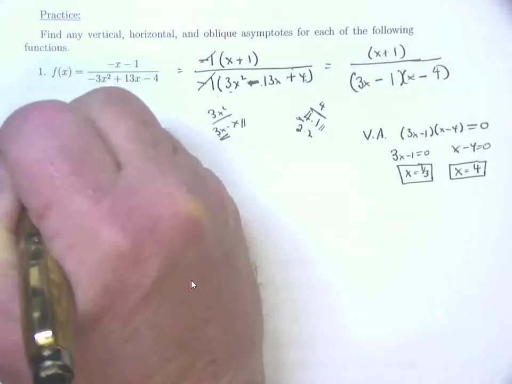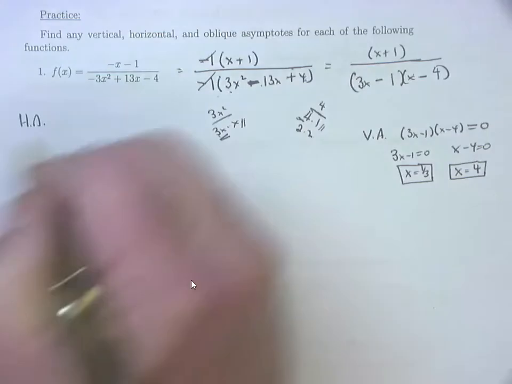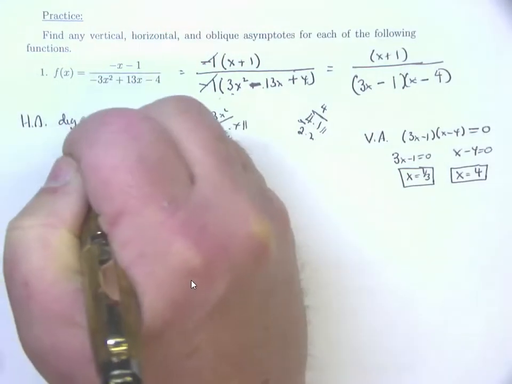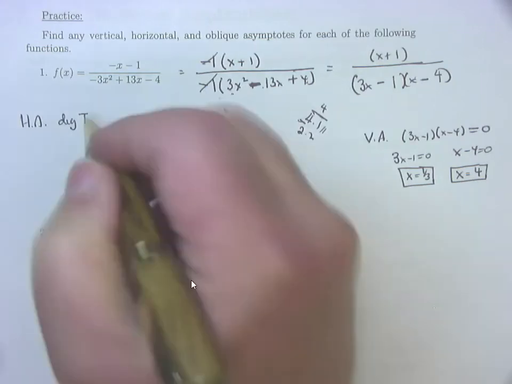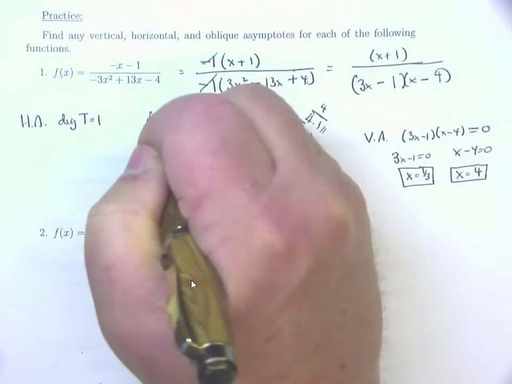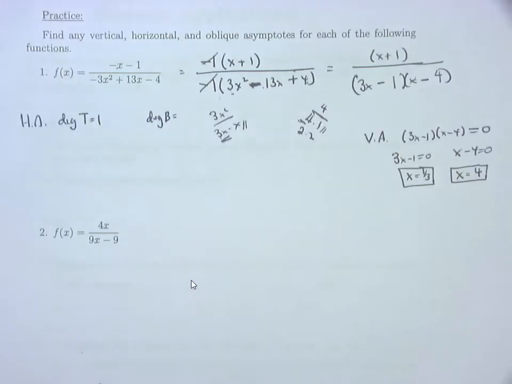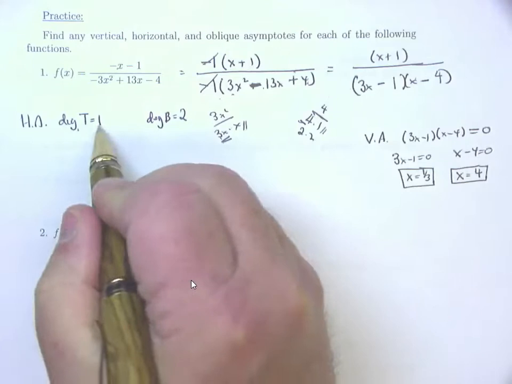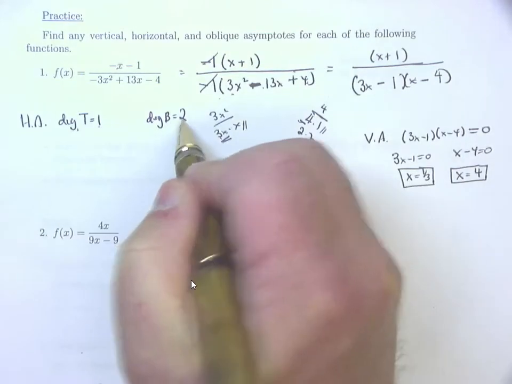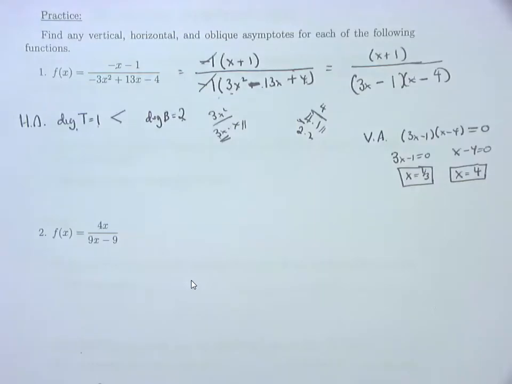Well, for the horizontal asymptotes, check it out. What is the degree of the top? The top of this guy is negative x minus 1. What's the degree of that guy? Degree is the largest exponent. What's my exponent? 1. Compare that to the degree of the bottom. What's the degree of negative 3x squared plus 13x minus 4? It's 2. And I notice the degree of the top, which is 1, compares to the degree of the bottom, which is 2. The degree of the top is less than the degree of the bottom.